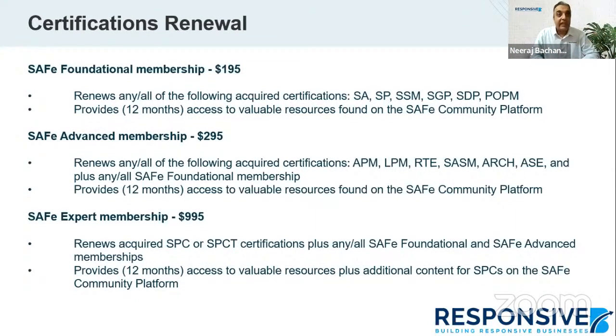Or if you have taken any advanced certification, pay $295 and again, you cover all the advanced certifications plus also the foundational certifications. For SPCs and SPCTs, the membership now stands at $995, which, like an umbrella, covers both the foundational as well as the advanced membership. Right, so these are the changes that have been brought in terms of people, in terms of roles, in terms of responsibilities, and of course, from the certification and renewals as well.